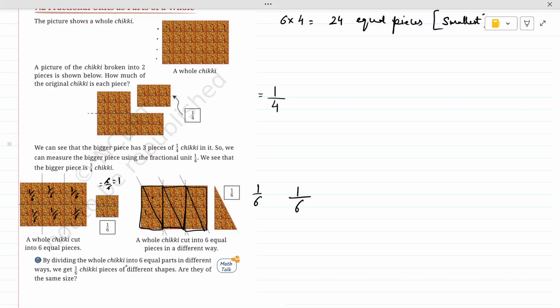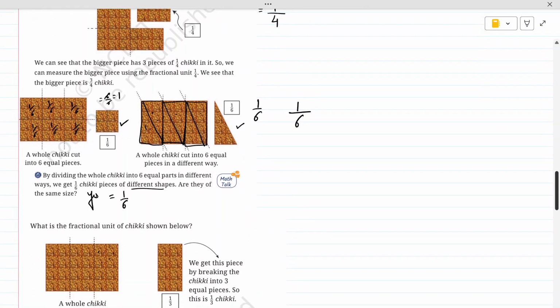By dividing the whole chicky into 6 equal parts in different ways, we get 1 by 6 chicky pieces of different shapes. Here the shapes are different. See, this is also 1 by 6, this is also 1 by 6, but their shape is different. But is their size equal? Yes, their size is equal and size is 1 by 6, which we have just seen.